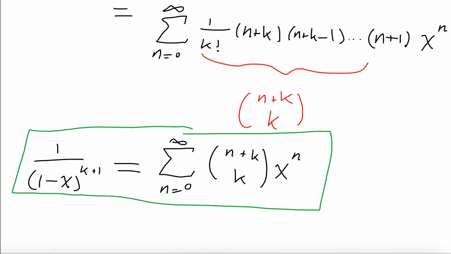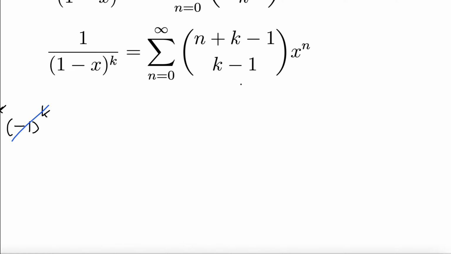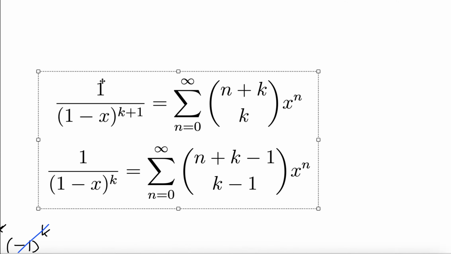But remember that in the beginning, I actually wanted 1 over 1 minus x to just the kth power. But that's no worry. All we've got to do is shift the k plus 1 to the right. So we just replace k with k minus 1, so that over here we get 1 over 1 minus x to the k. And we replace k with k minus 1 over here, so it's n plus k minus 1 choose k minus 1. And this is what I was hiding up here.